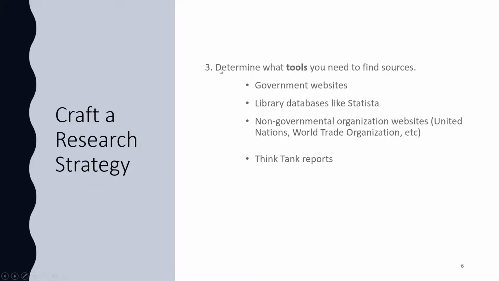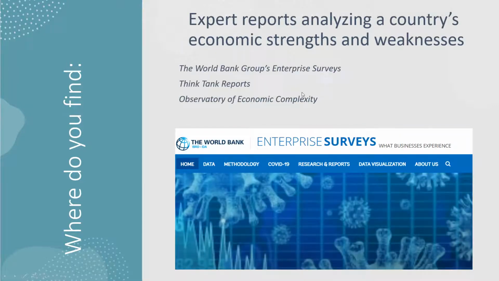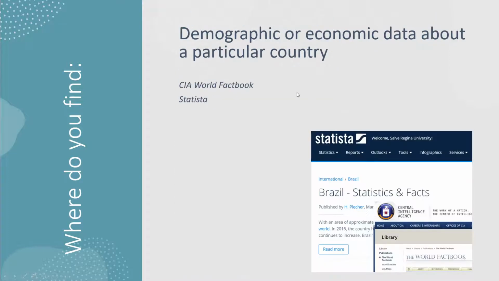Then we're going to figure out what tools we can use: government websites, library databases like Statista and Gale, and other information. We're going to walk through each of these today. Gale Virtual Reference Library has historical information. The World Bank's Enterprise Surveys and the Observatory of Economic Complexity have some big picture information about the economic situation in each of these countries, and just basic demographic and economic data can be found in the CIA World Factbook and Statista.